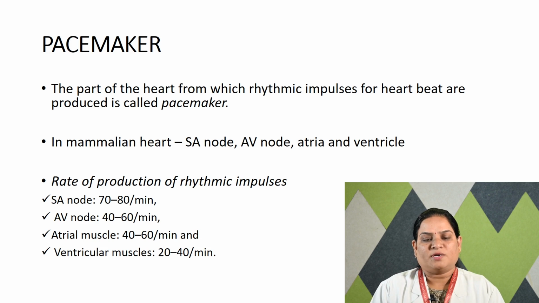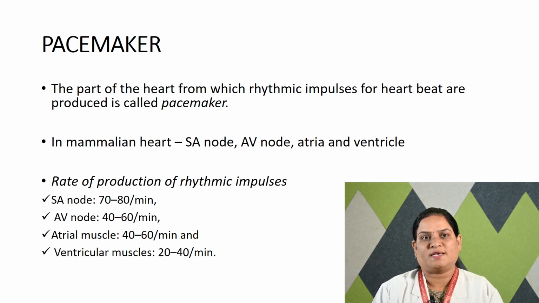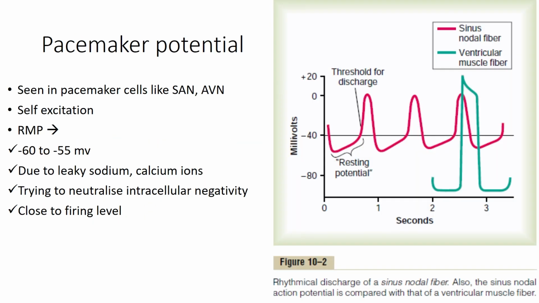Now, the rate of production of rhythmic impulses. The SA node produces 70 to 80 beats per minute. The atrioventricular node produces 40 to 60 beats per minute. The atrial muscles generate 40 to 60 beats per minute, and ventricular muscles 20 to 40 per minute.